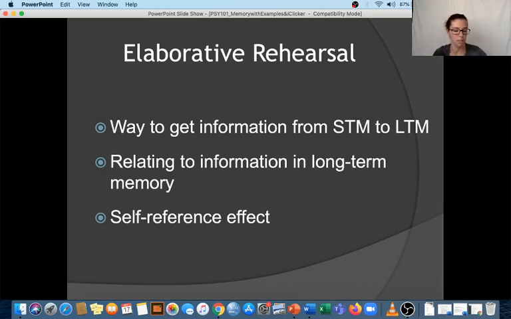Additionally, it's been demonstrated that if you relate material to yourself, you're able to better remember it. And that's the self-reference effect. That if you relate new information to yourself, your own experiences, you're going to be much better able to remember it.